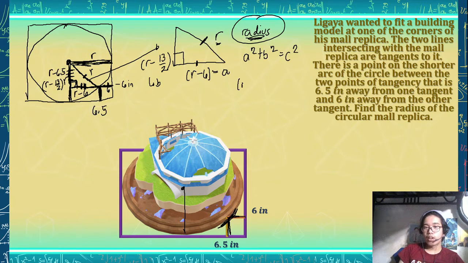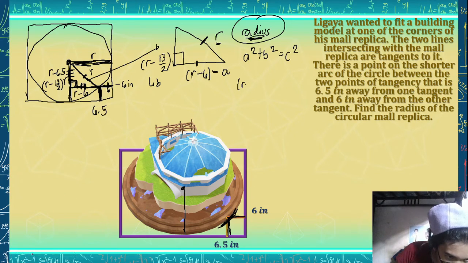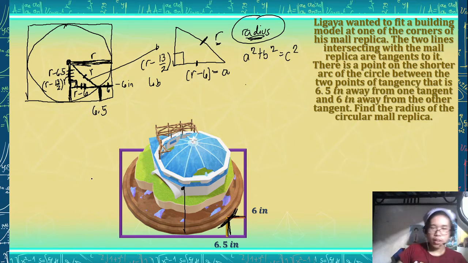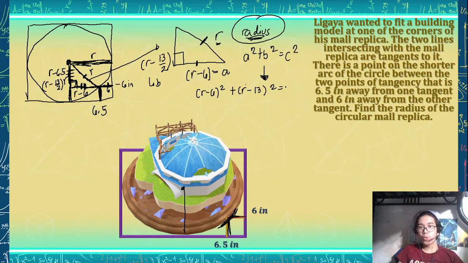So this is going to be r minus 6. Let's write that neatly. Let's use the pen. The equation should be: r minus 6 squared plus r minus 13 over 2 squared should be equal to r squared, the radius of the base of the mall replica that we have here.